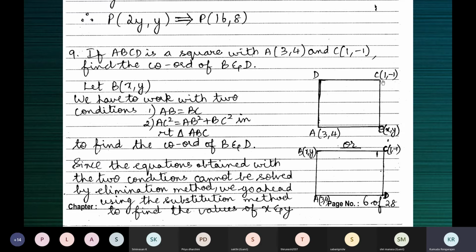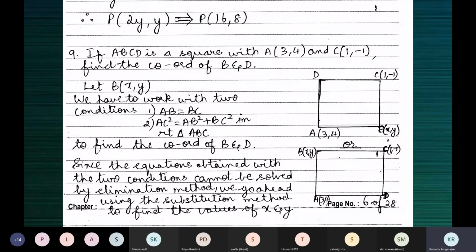Why AB is equal to BC? Because it's a square, all sides are equal. And why AB? Because we know the coordinates of A, B, and C. So let us do something with A, B, and C. Of course, CD is equal to AD, but since we know the coordinates of A, B, and C, let's work AB is equal to BC. That is the first thing. We work this condition AB is equal to BC.